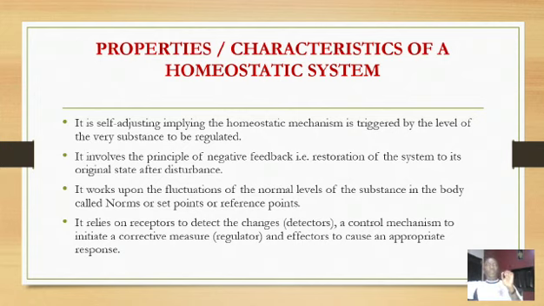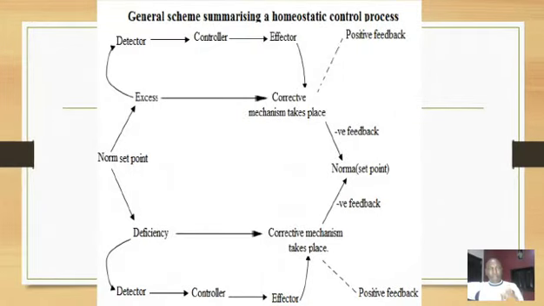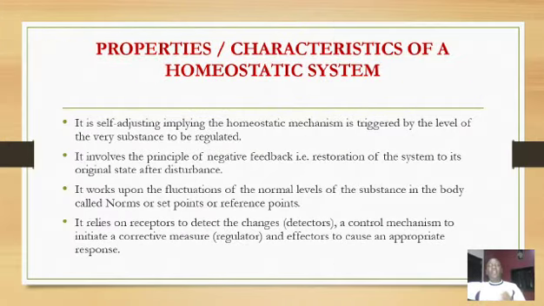The second characteristic is that it involves the principle of negative feedback. What do we mean when we say it involves the principle of negative feedback? Remember, from what we have seen, that any deviation of a factor from the norm triggers corrective mechanisms to bring it back to the norm. Whether the factor increased or decreased, it triggers corrective mechanisms to bring it back to the norm. That is what we mean by negative feedback.